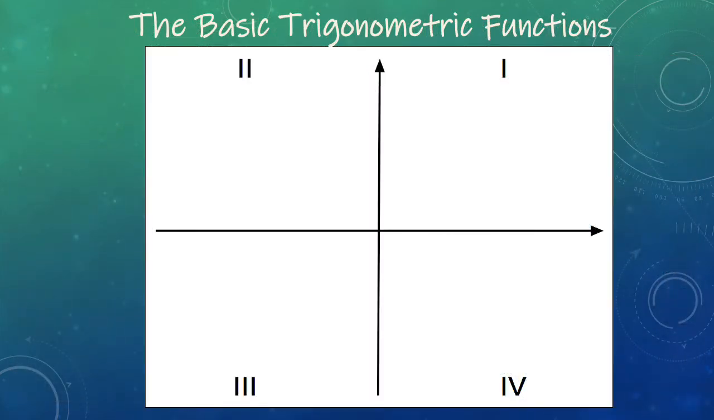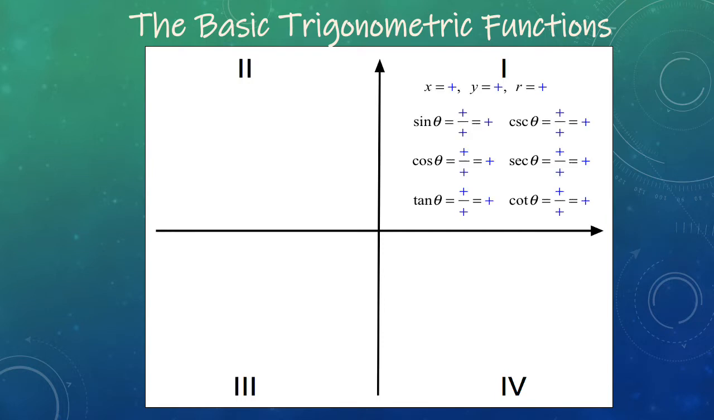So far, we have only examined trig functions in the first quadrant. Let us take a look at the entire Cartesian plane to determine the signs of the trig functions in different quadrants. As we have seen in quadrant 1, x is positive, y is positive, and r is positive, which means in quadrant 1, all trig functions are positive.